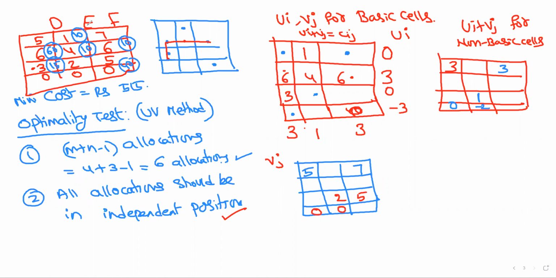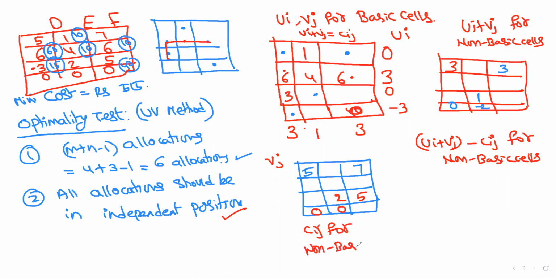See, in the first row, 5 and 7 are non-basic cells. In the second row, all are basic cells. In the third row, 2 and 5 and 0, 0. Now what we have to do is subtract: Ui plus Vj minus Cij for non-basic cells. This is Cij for the non-basic cells.